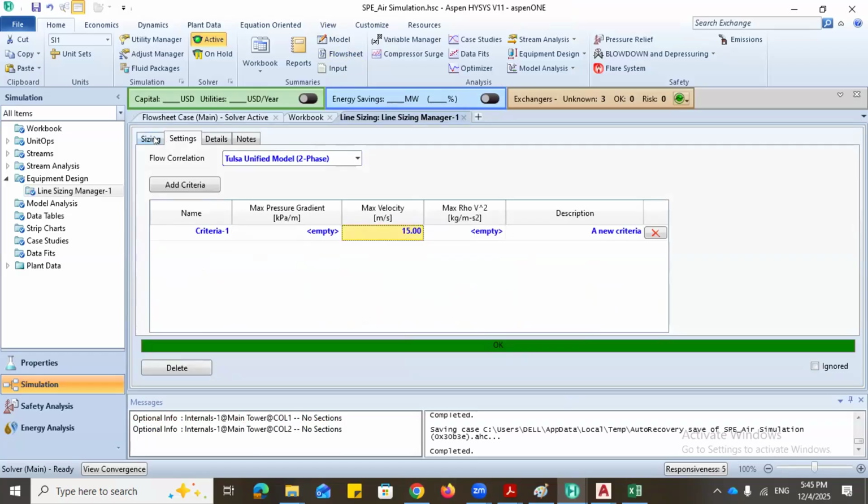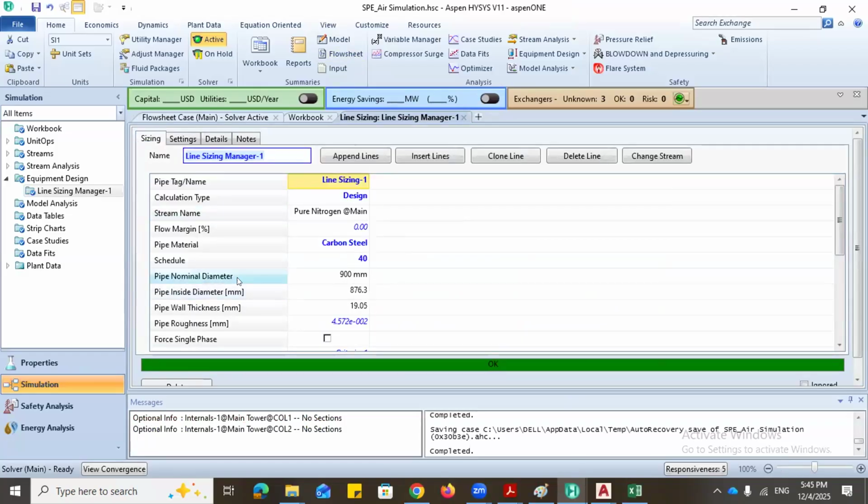When it shows okay, I'll come to my sizing and see here. It's telling me the nominal pipe diameter is what? 900 mm. Please convert it to inches. How many inches? Divided by 25, right? How many inches is this? 35.43, let's say 36 inches, right?